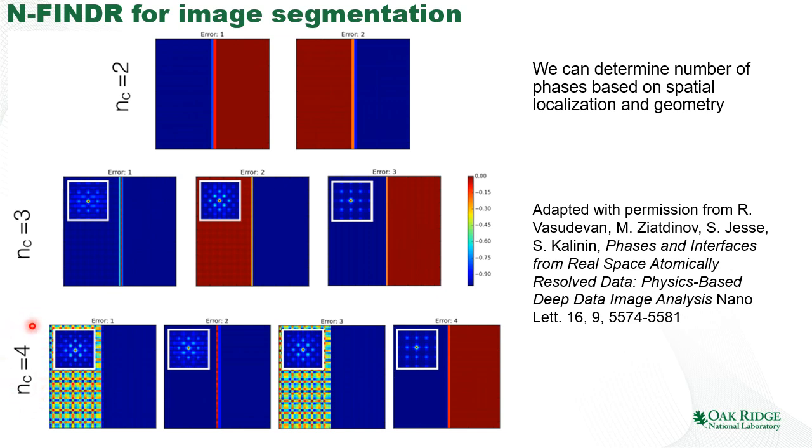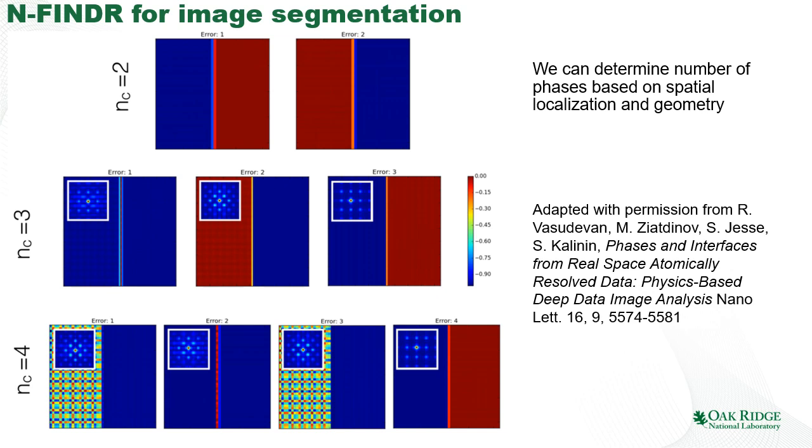So let's say we ask the n-finder to separate our data set into four components. In this case, it turns out that the analysis starts to fail, so we start to separate one of the phases into the underlying components. But this type of failure is very easy to identify. We just see that in this case we clearly started to over-separate the data.